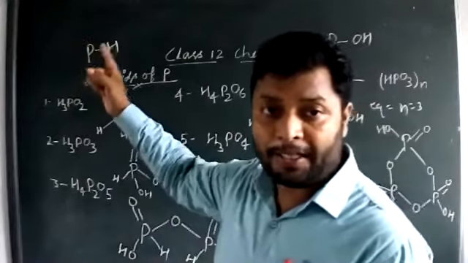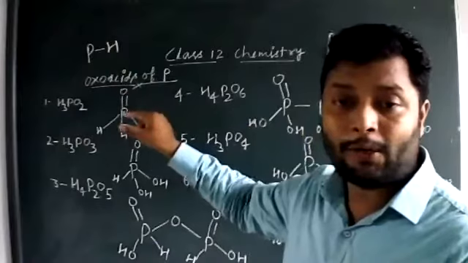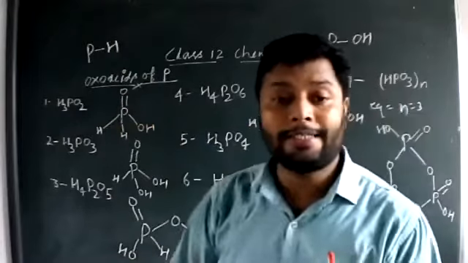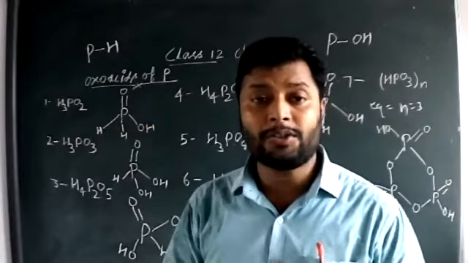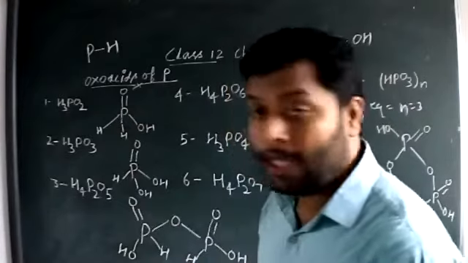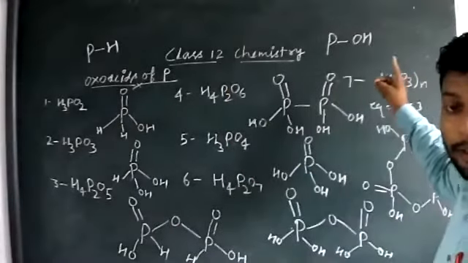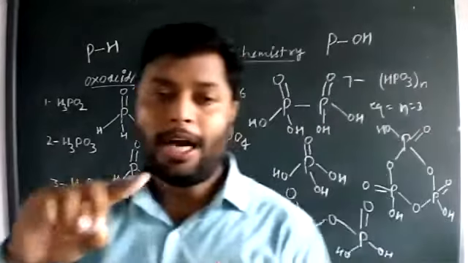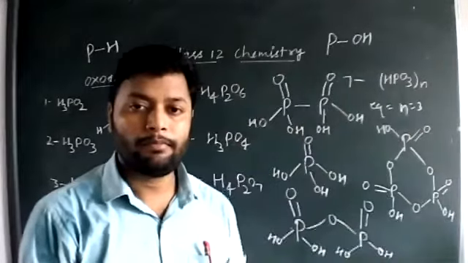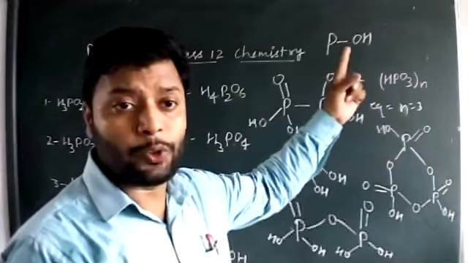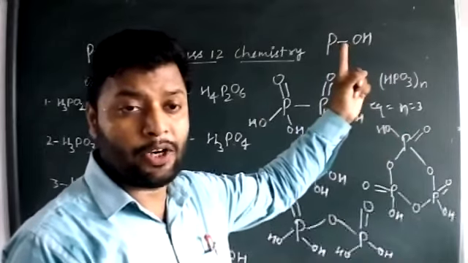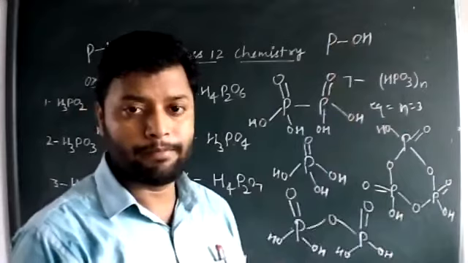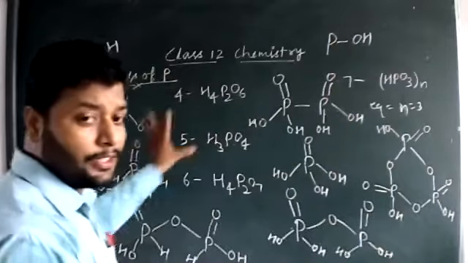If the P-H bond is available, the molecule will be a reducing agent and act like a reducing agent. And the P-OH bond is responsible for the acidic nature of the molecule. This is the condition of oxoacid, because we have a P-OH bond. So you can see all the structures.